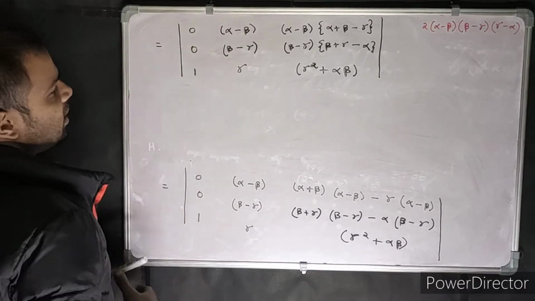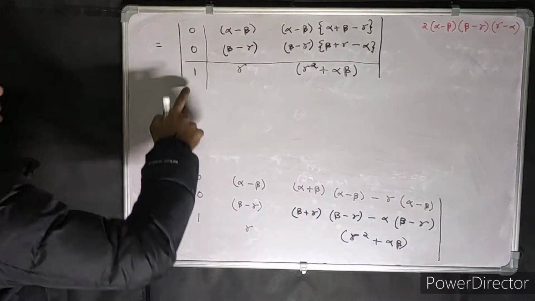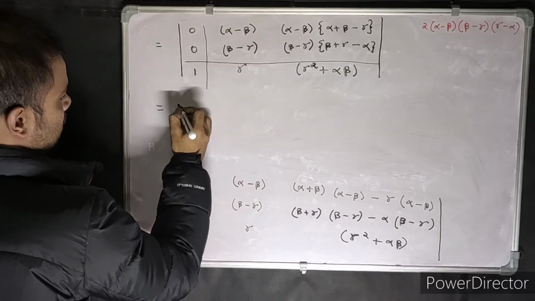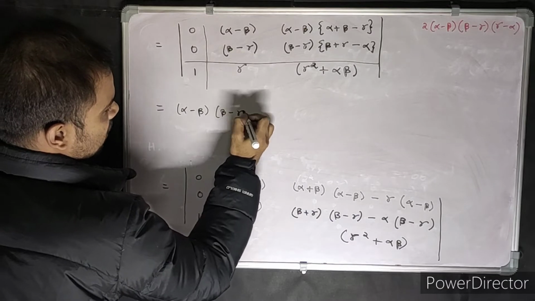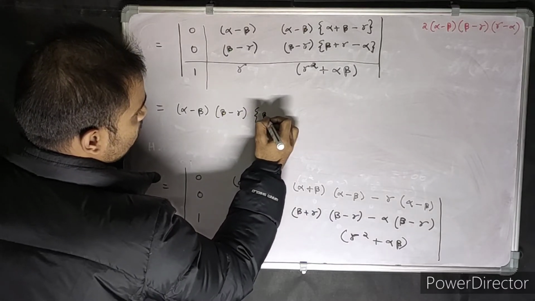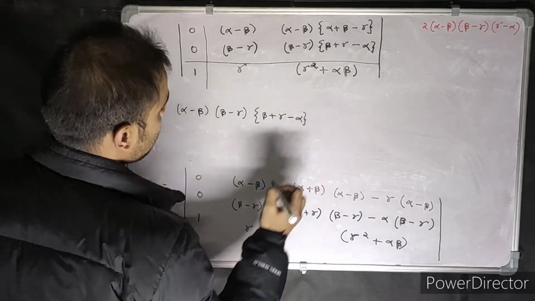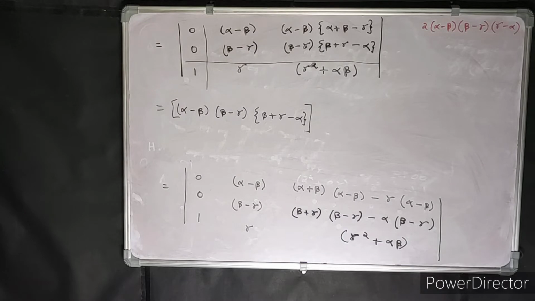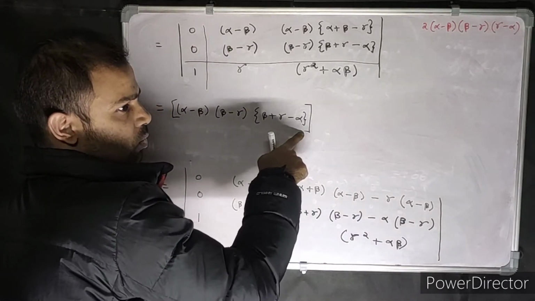You just expand with this column and this row. Now look, we have a 1 over here. So you don't have to write that 1, just multiply this. This is alpha minus beta into beta minus gamma into beta plus gamma minus alpha. Okay. The whole thing is one step. This whole thing is just one term.